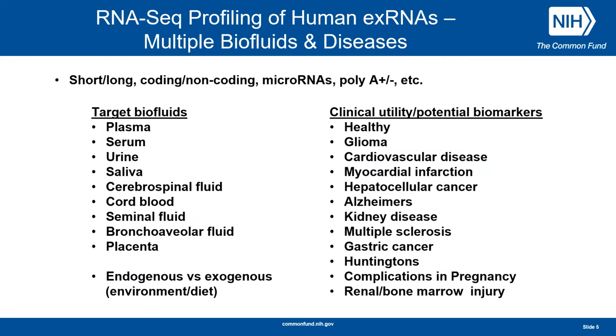This is a summary of the biofluids profiled in stage one. So plasma, serum, urine, et cetera. Again, across various physiological states with a good focus on healthy to establish a baseline. Stage one also had a number of disease areas: cardiovascular disease, Alzheimer's, kidneys, MS, et cetera. A number of papers were published looking at identifying candidate markers for exRNAs.